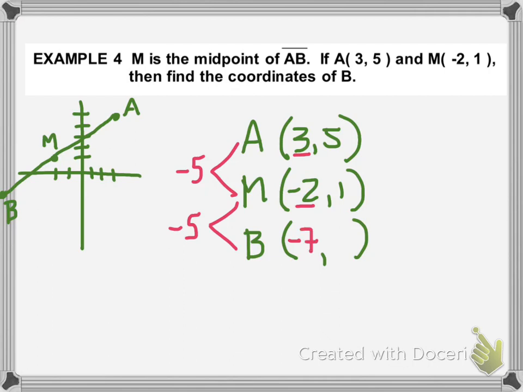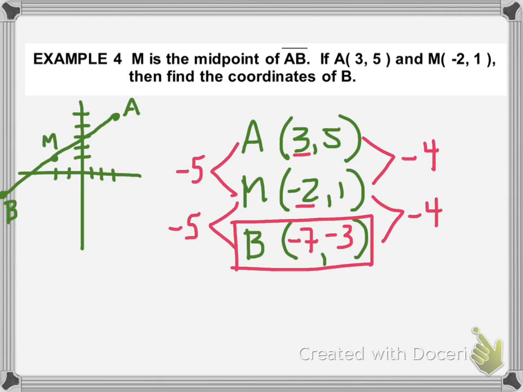Let's look at the y values. To go from 5 to 1, I'm going down 4. So to go down 4 again from 1, I'm going to negative 3. So based off this, the location of the other endpoint should be negative 7, negative 3. And I know this is just a sketch, but that makes sense with my picture, right? So what you're actually doing is using slope to keep going down your segment to find the other endpoint.